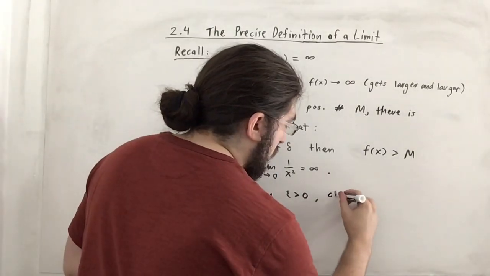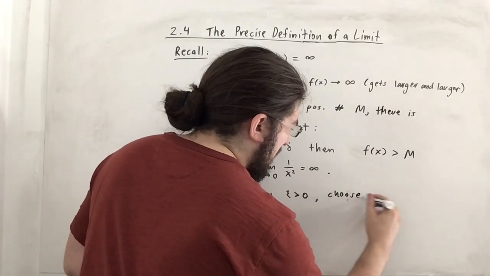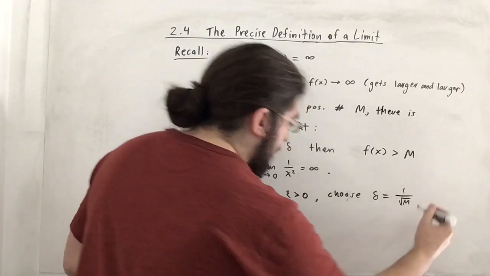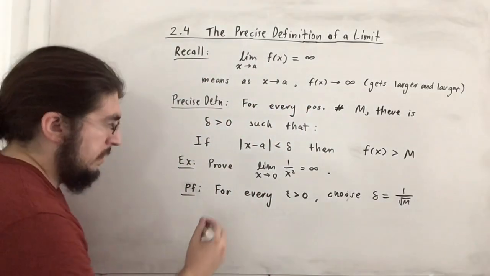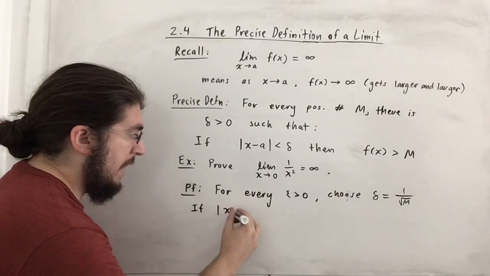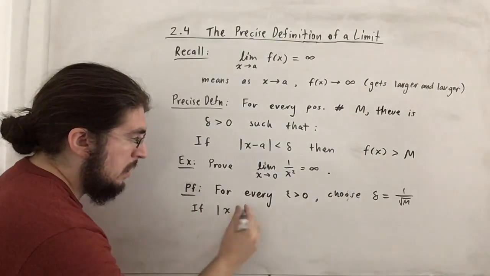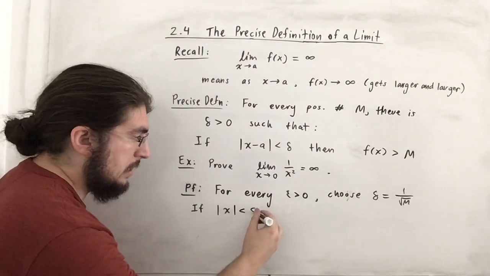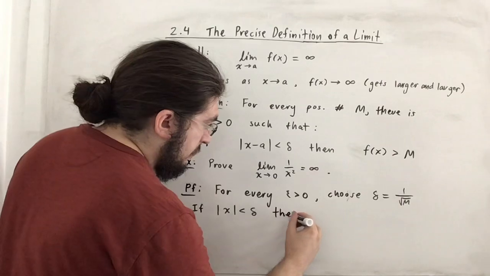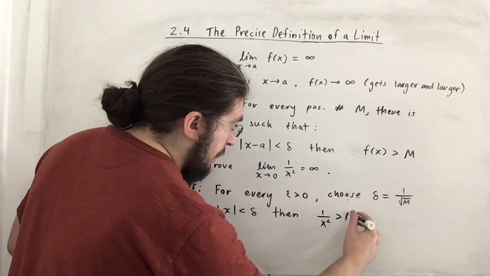Choose delta to equal 1 over the square root of m. Perfect. And now we can say if the absolute value of x minus 0, which is just the absolute value of x, is less than this delta, then this actually implies that 1 over x squared is bigger than m.